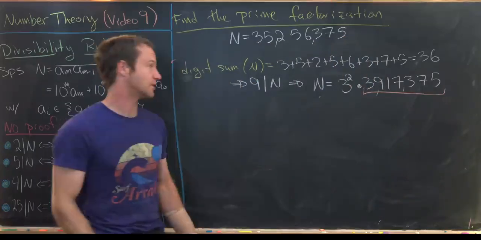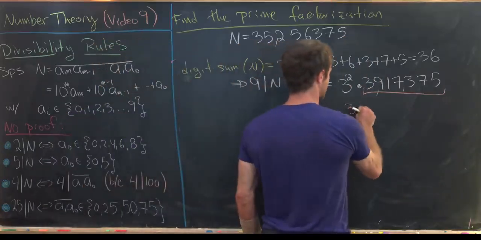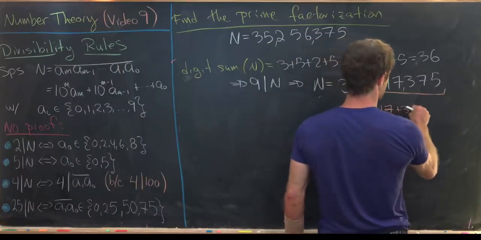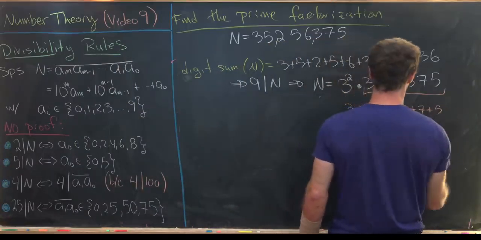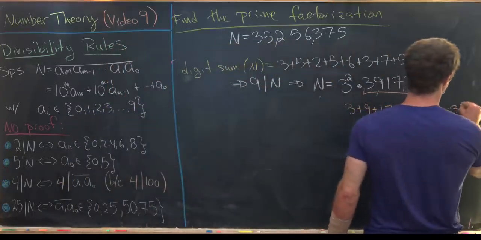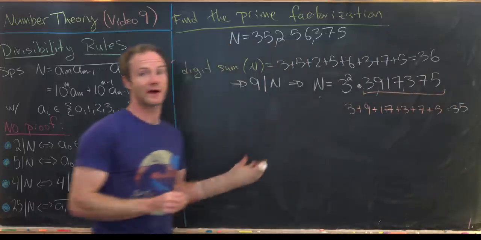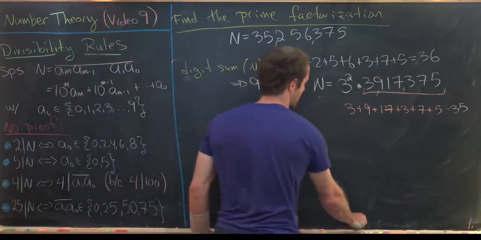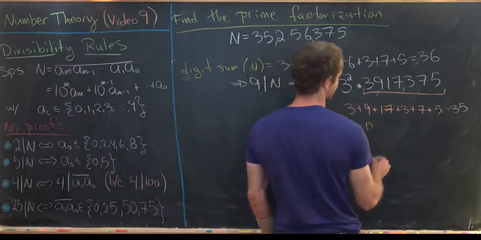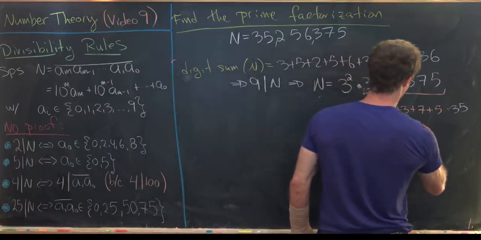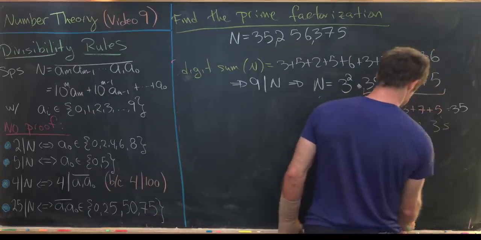We can do that again with the digit sum. So let's look at 3 plus 9 plus 1 plus 7 plus 3 plus 7 plus 5. So when you add those up, you'll see that you get the number 35. That is not divisible by 3, and it's not divisible by 9. So that means there are no more factors of 3. So I'll just write that as no more 3s.